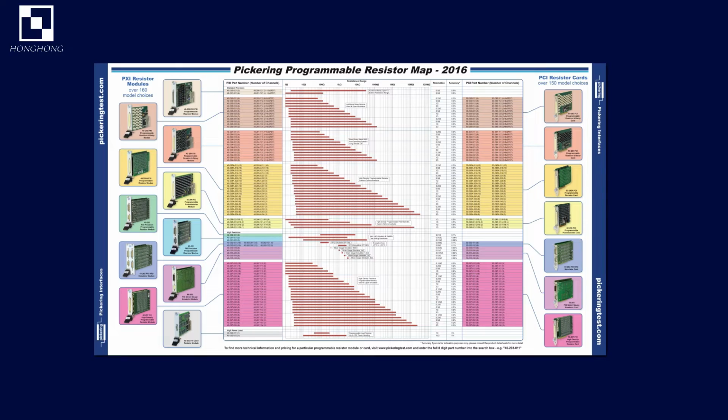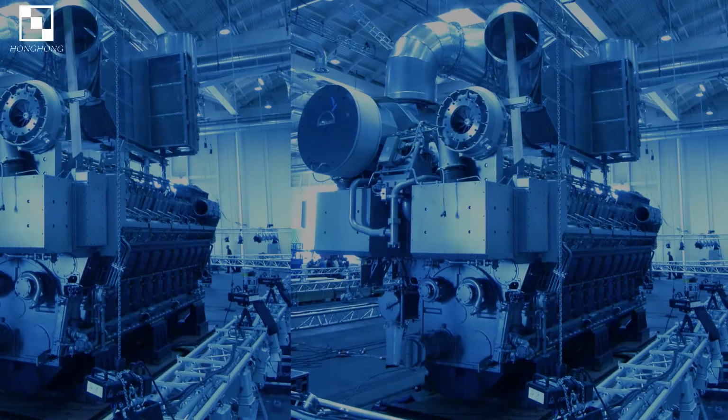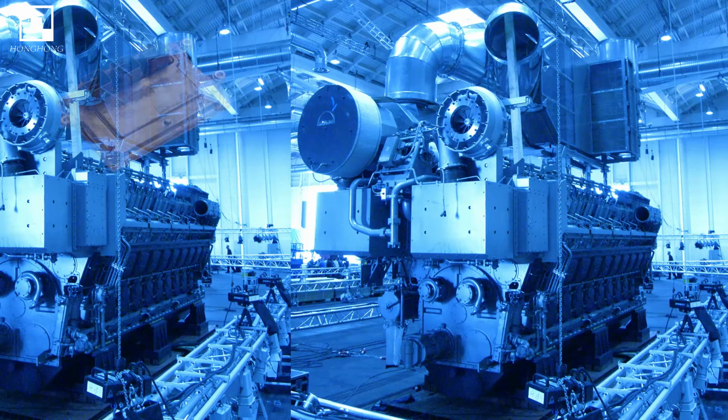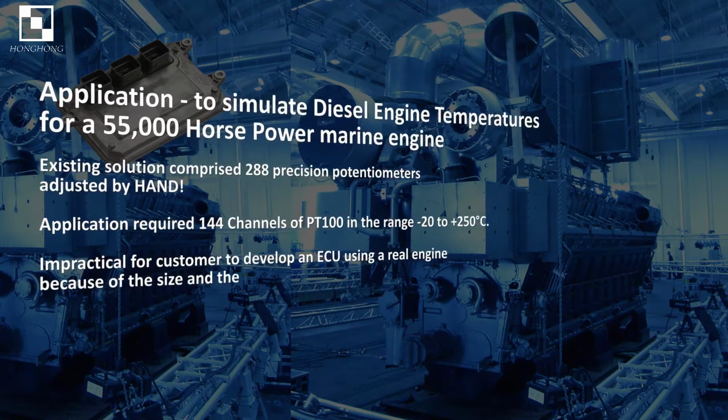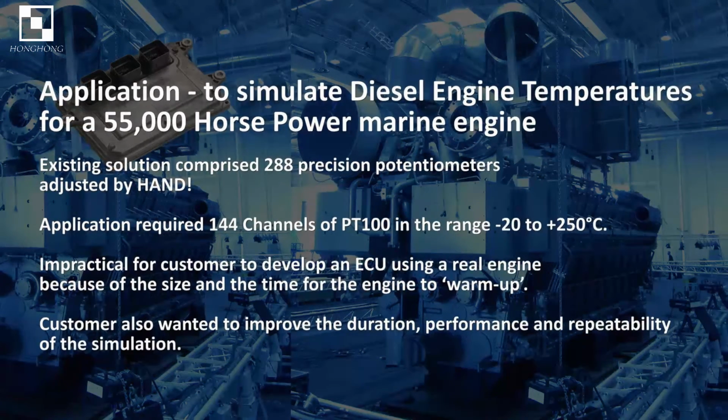To illustrate how our programmable resistors are being used, here is an example of one of our installations. A customer was developing an ECU for a marine engine. As part of the development process, they needed to simulate diesel engine temperatures, which required 144 channels of PT100. Their existing solution comprised 288 precision potentiometers adjusted by hand, so you can see why I mentioned about simplifying the solution earlier in this video.